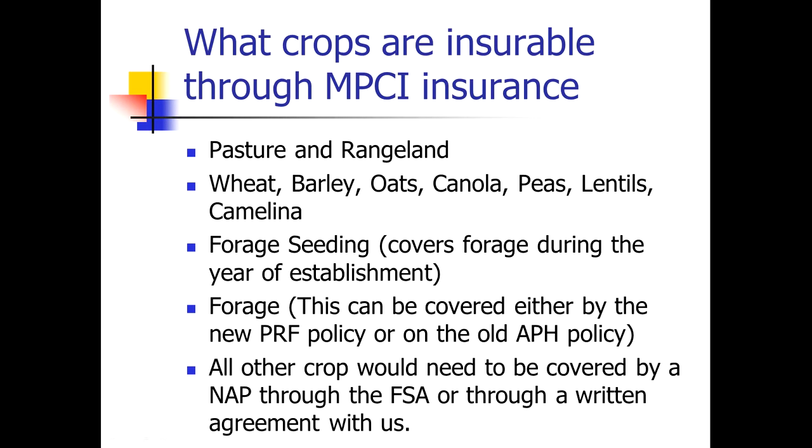What crops are insurable through multi-peril insurance? Pasture and rangeland, which is a fall deadline thing, we'll have another presentation on that come this fall. Wheat, barley, oats, canola, peas, lentils, and camelina. Like we said, chickpeas have been added in here as well. And then some of these crops, even though they're not insurable in our counties, there's other ones. If you're in Hill County, we just covered Toole and Glacier here, you might have safflower or something over there as well.